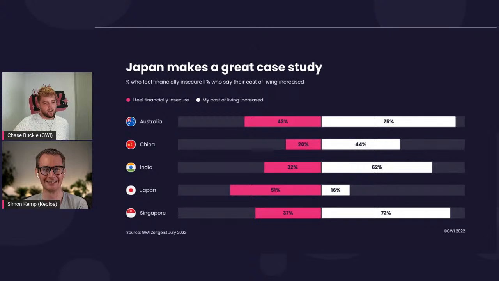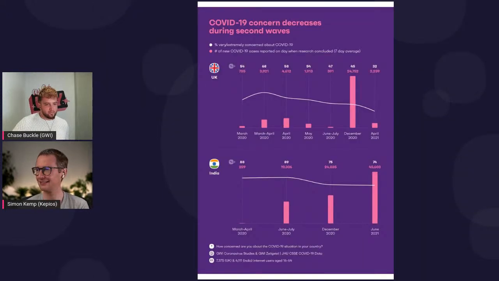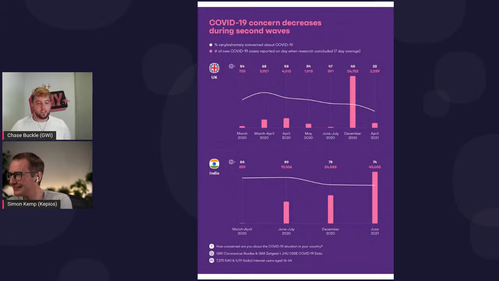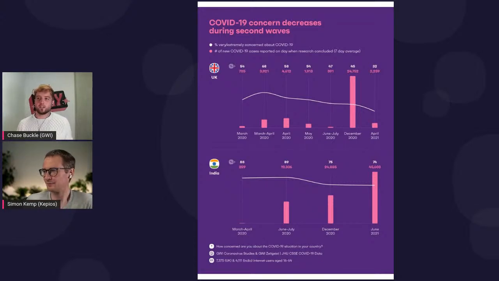And before we head off, because we're coming up to time, I'll just leave everyone with this chart, which is another interesting one, looking at concern about COVID-19 versus case rates during Britain's second wave and India's second wave. It just shows that the stuff that you might hear in the news, that sort of objective, widespread metrics of understanding the world around us, can be very much at odds with how people are feeling.